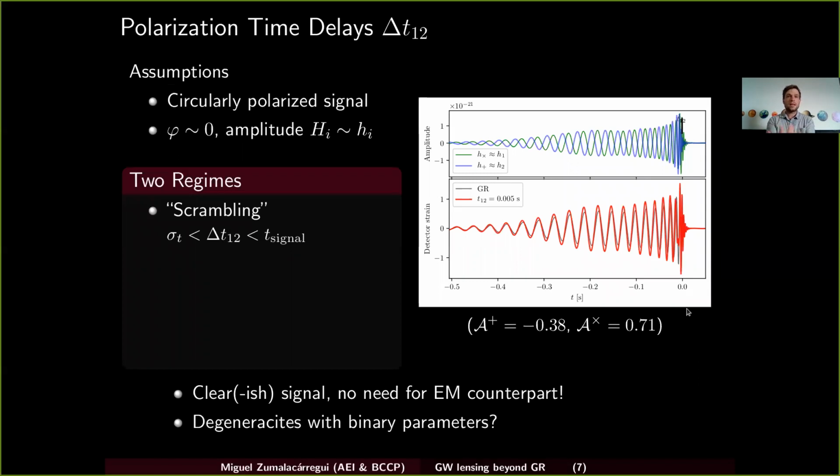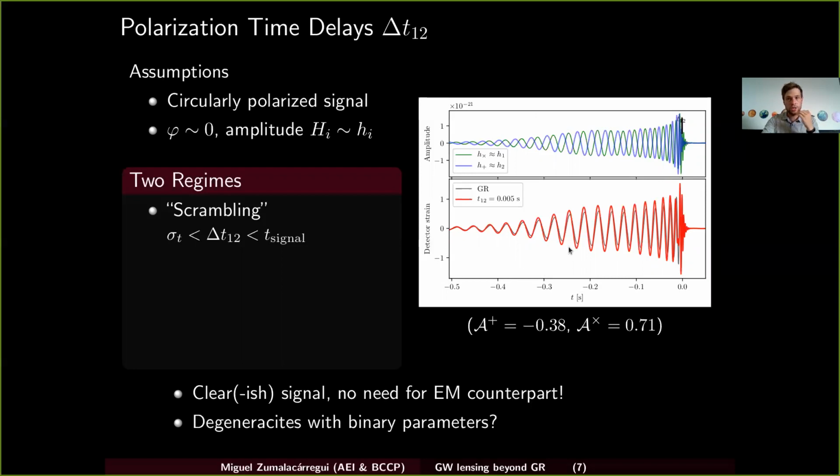Now, the nice thing about these polarization time delays, and I'm going to focus on the delay between the two gravitational polarizations, is that this leads to signatures that can be detected without an electromagnetic counterpart. So if the time delay is small, smaller than the duration of the signal, for LIGO this would be smaller than order a second, or half a second for a typical black hole merger.